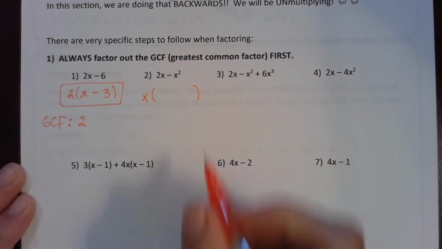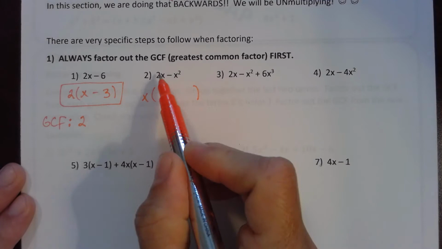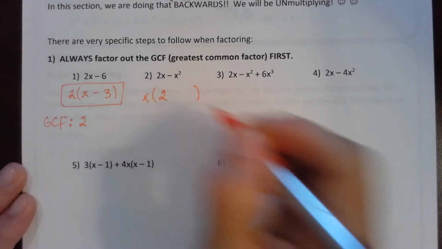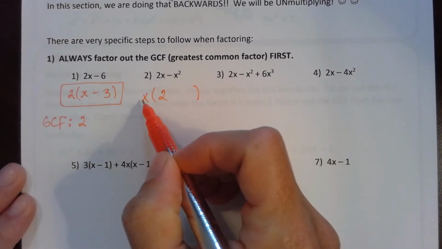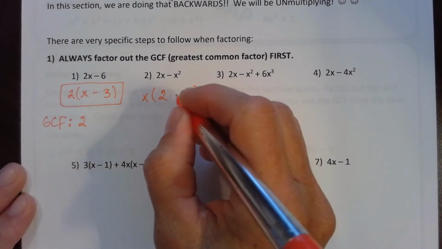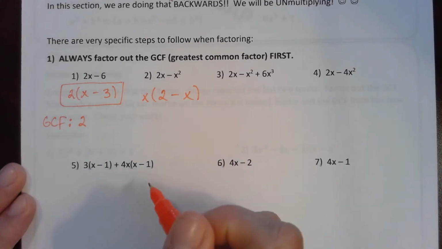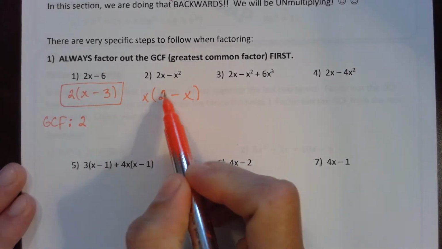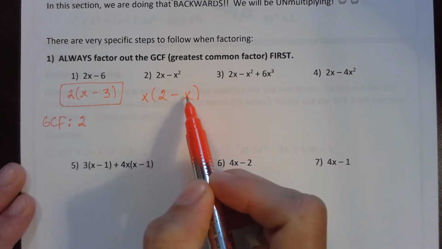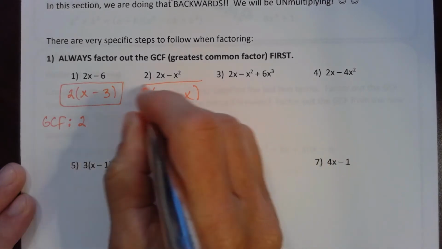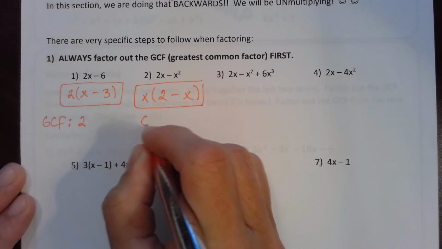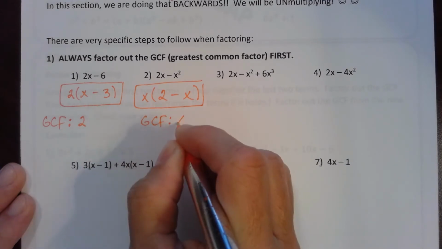Let's see what happens. What do you multiply by x to get 2x? Well, you need a 2. What do you multiply by x to get a negative x squared? You need a negative x. And double check. X times 2 is 2x. X times negative x is negative x squared. The GCF in this case is just x.